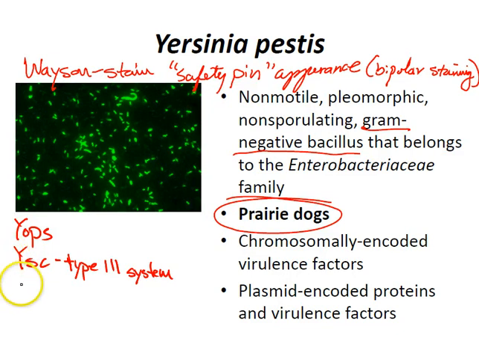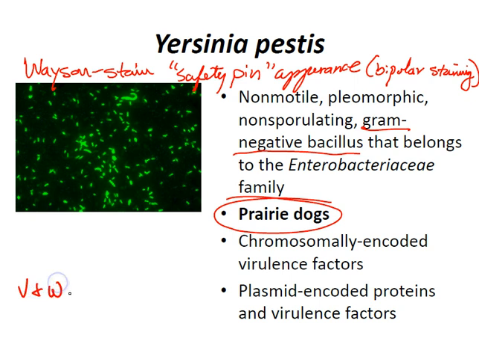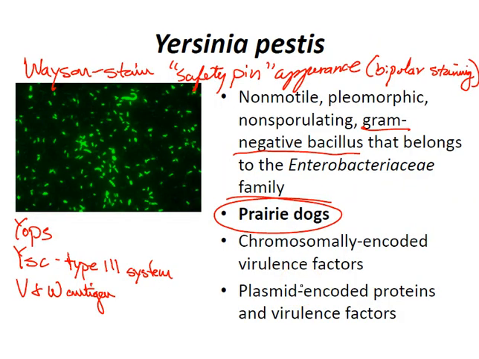The V antigen and the W antigen. Now, those are protein-lipoprotein complexes that prevent phagocytosis. The V antigen promotes survival in macrophages. Then you also have the PLA, or the outer membrane protein plasminogen activator, a protease that degrades fibrin and other extracellular proteins and interferes with blood coagulation and complement activation pathways. And then number 5, you have F1. F1 is a capsular protein fraction 1, and it is anti-phagocytic.